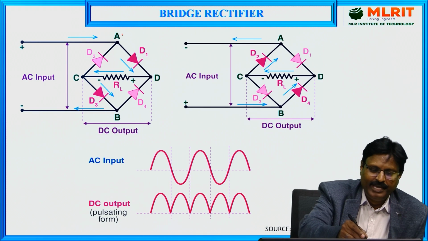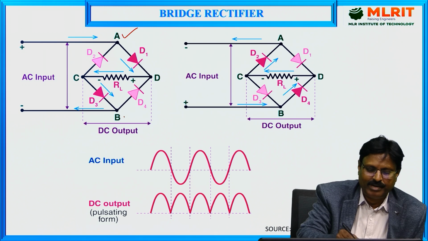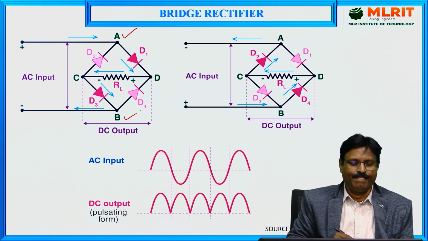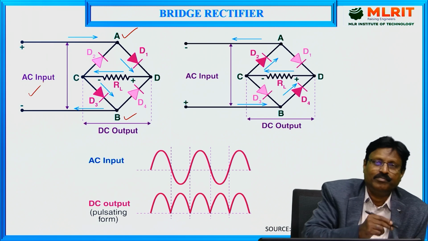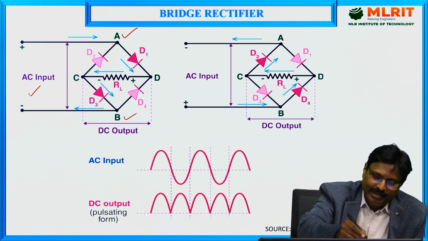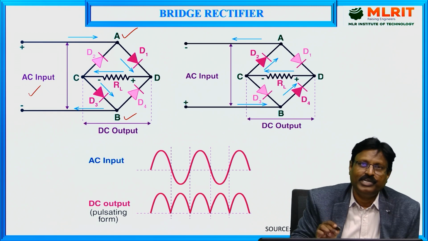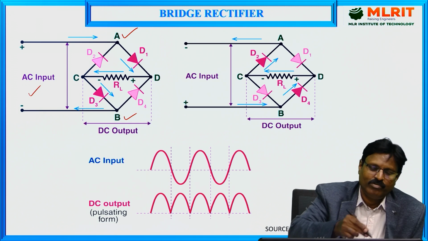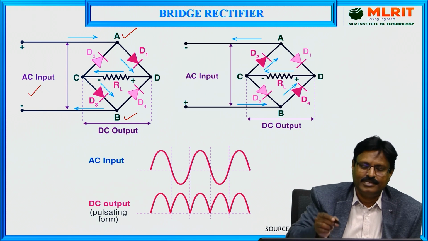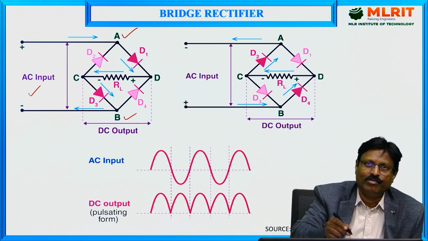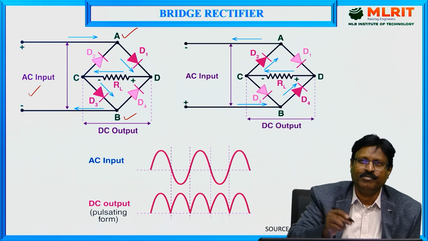Terminal A becomes more positive when compared with B. Okay, so here we are providing the AC input. Terminal A becomes more positive when compared with B. Now let us check the status of all the diodes. Status in the sense what happens to the diode, whether it is forward biased or reverse biased.